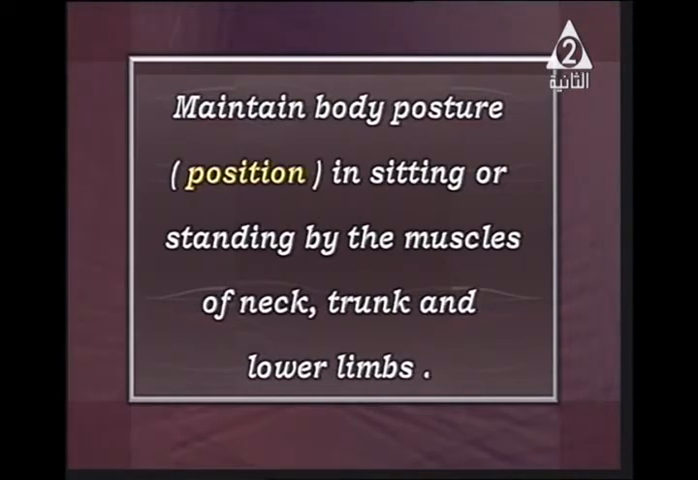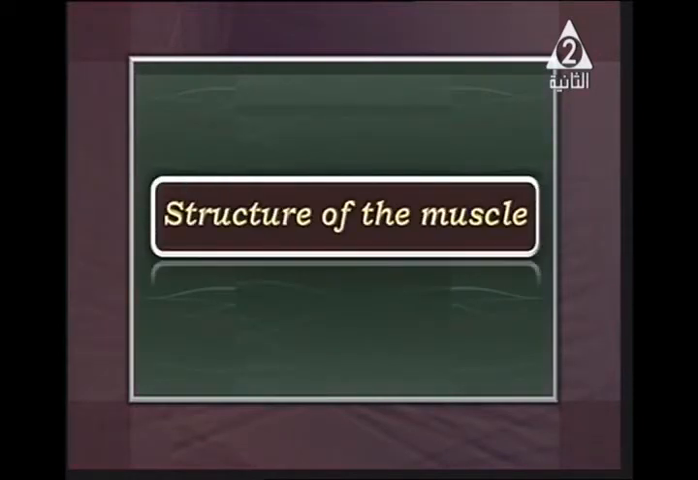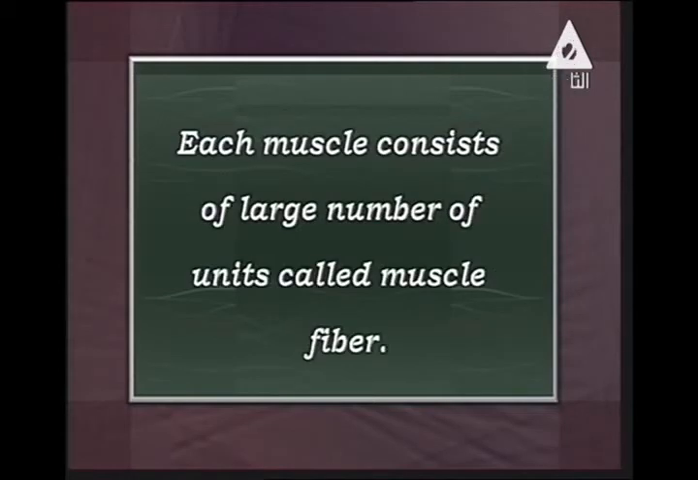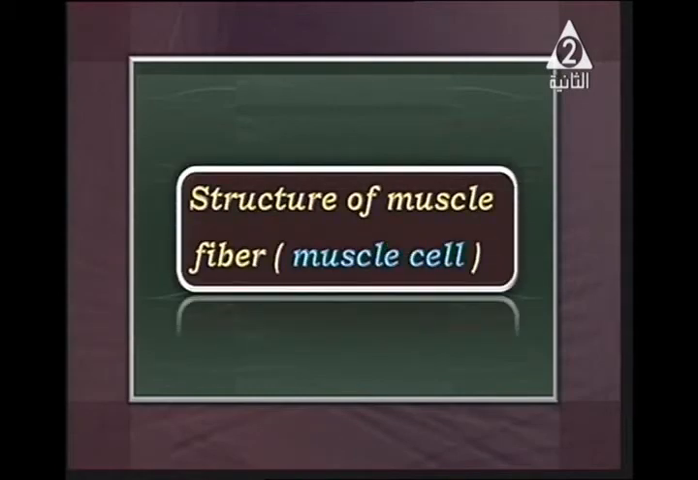And as we said, the muscle structure consists of a large number of units called muscle fibers. But we have a video here for the function of the muscle. Structure of the muscle: each muscle consists of a large number of units called muscle fibers. Well, now we want to know the structure of the muscle fiber and the mechanism of contraction and relaxation.